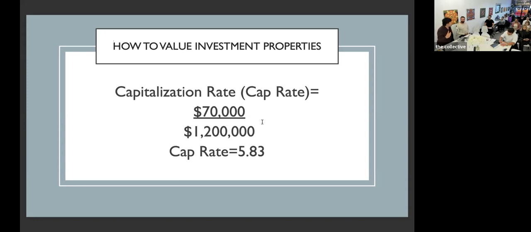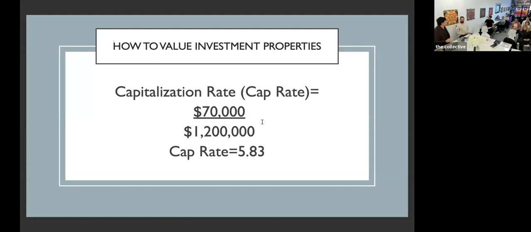Can anybody tell me what the GRM and cap rate is in Santa Monica? I heard 20. Anybody else? I'd say 18 to 20, depending on the type of building, right? Cap rates in Santa Monica? I heard 2.5. Anyone else? I feel like an auctioneer. I've seen it down as low as 1. I've seen 1 to 2.5, 1 to 3.